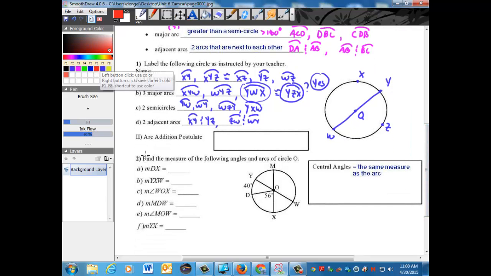Alright, a long time ago with our segment addition postulate, we would start off with segment AB, and then we had point C. And we could say that segment AB plus segment BC is equal to segment AC. We can do the same thing with arcs. So for arcs, we have 2 adjacent arcs. And so from our problem, I can say that arc XY plus arc YZ is going to equal arc XZ.